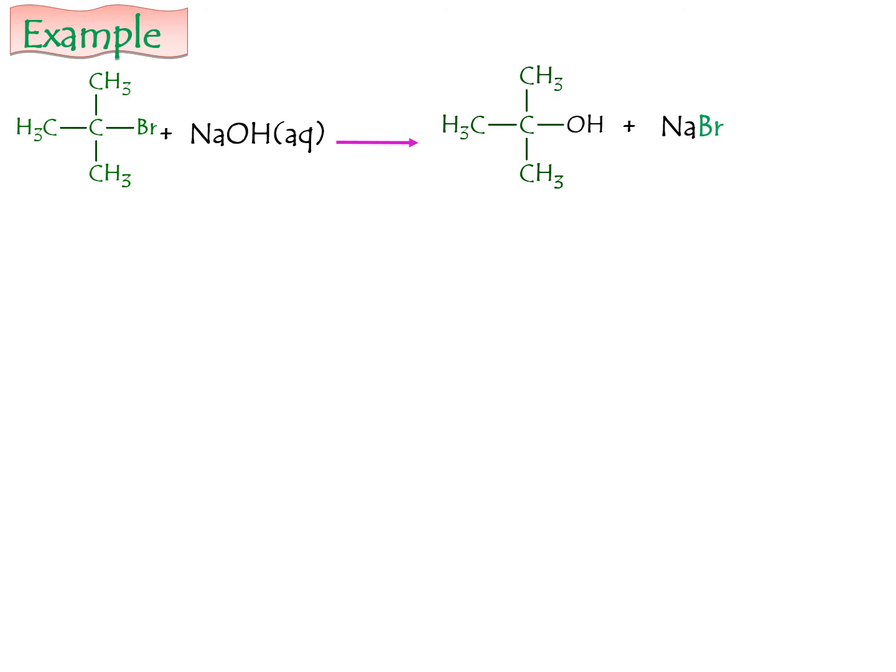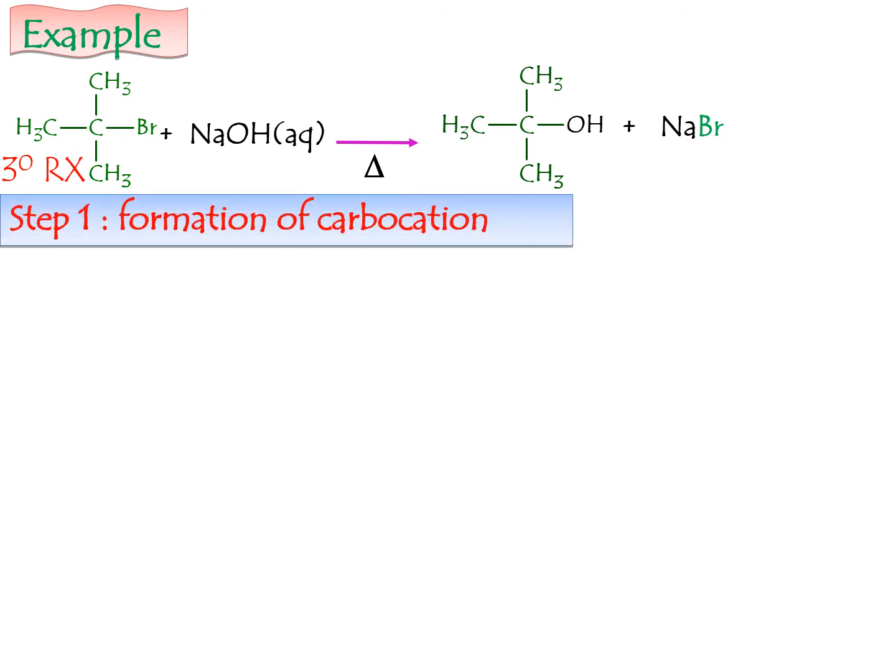Look at this example. Haloalkane reacts with aqueous sodium hydroxide under reflux to produce an alcohol, and the side product is NaBr. The nucleophile is OH-. OH- substitutes the halogen atom bromine to produce an alcohol. The most suitable mechanism for this chemical reaction is the SN1 mechanism because the reaction involves a tertiary haloalkane. Now we write the SN1 mechanism. Step 1 is formation of the carbocation.